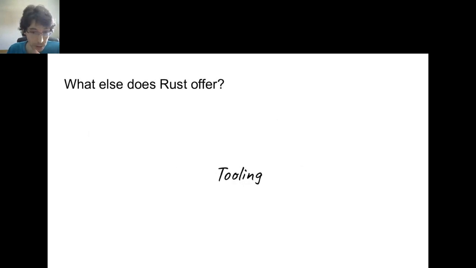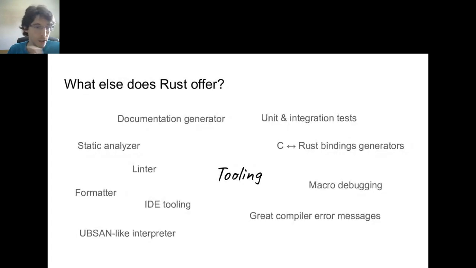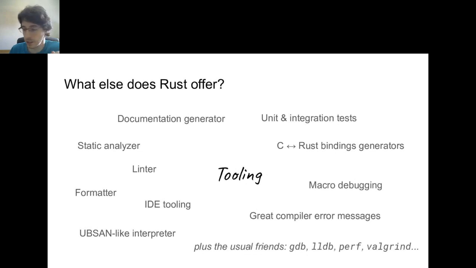Then finally, we have tooling. Tooling is also very important, including for the kernel. There are a lot of things we already use, and some of these we already use in the kernel. Of course, there are also GDB, LLDB, Perf, Valgrind, all these things that are used in the kernel. These also work with Rust. So all these things basically just work. Well, there may be some hiccups on some things that we need to improve or fix, but in general, it's prepared for that.